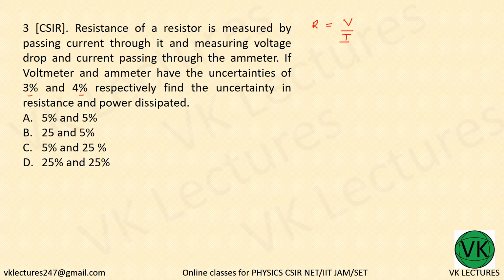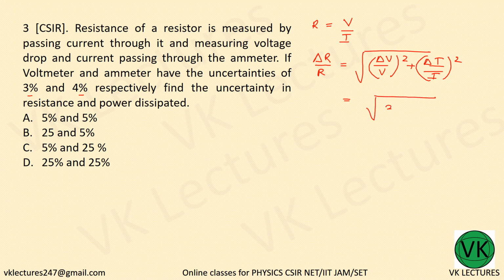Then what can we write? Let's write the uncertainties. Delta R by R is equal to under root delta V by V whole square plus delta I by I whole square. In terms of percentage it is written, so we need not worry. This is under root 3 square plus 4 square, that's equal to under root 25, which is nothing but 5%. Now this is the uncertainty in resistance.